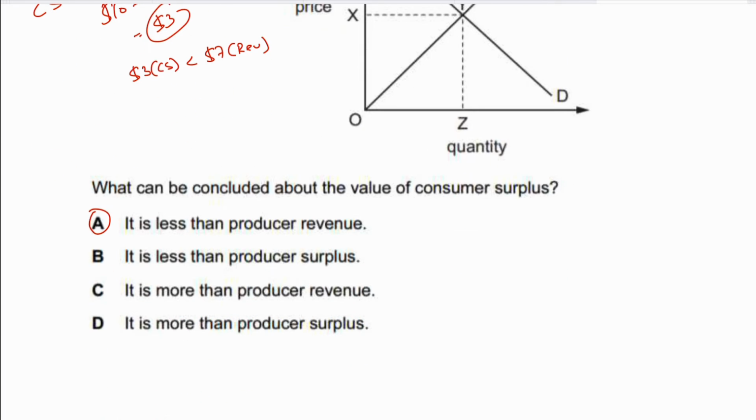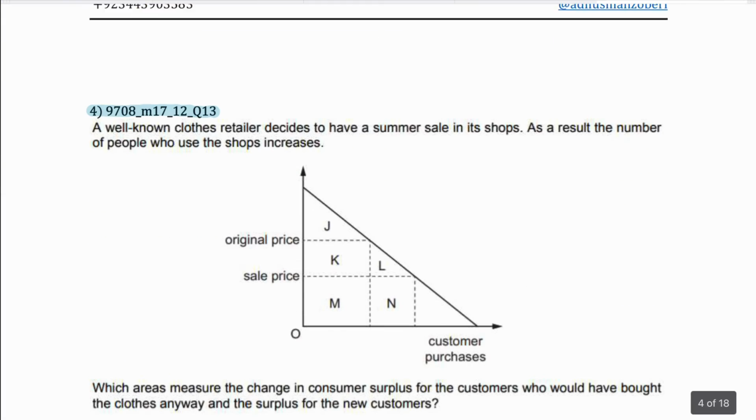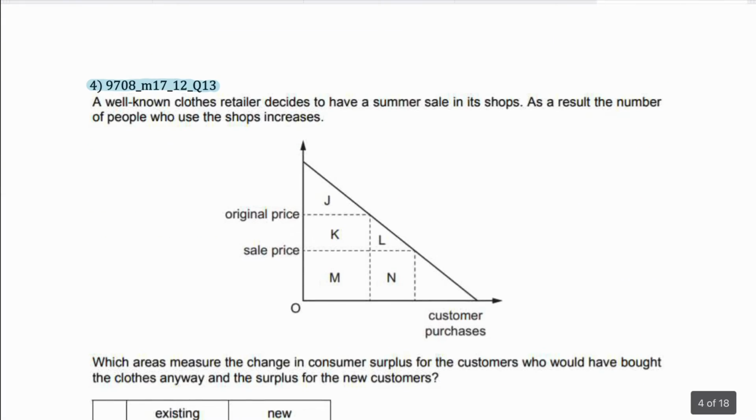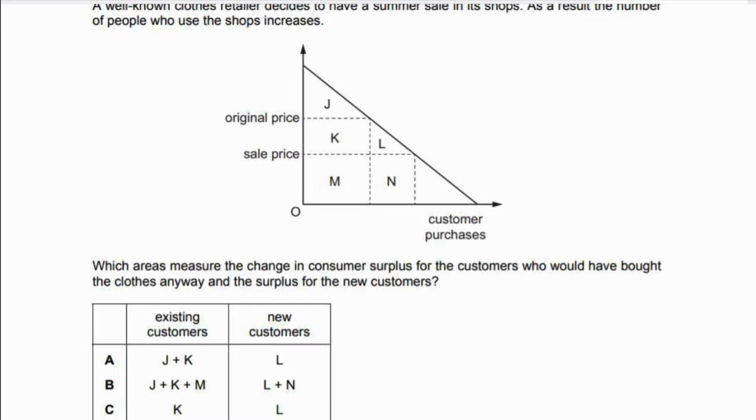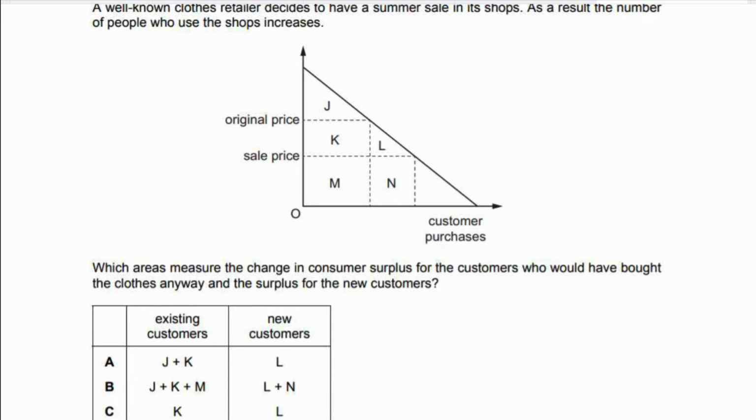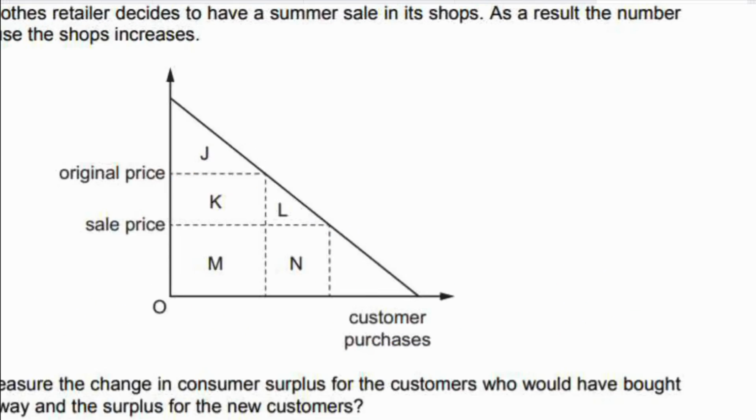Okay, so the next question, question number 4, says a well-known clothes retailer decides to have a summer sale in its shop. As a result, the number of people who use the shops increases. Obviously, you have more customers when the price goes down. So which area measures the change in consumer surplus? The change in consumer surplus, for the customers who would have bought the clothes anyway, and the surplus for the new customers. So this is an interesting question.